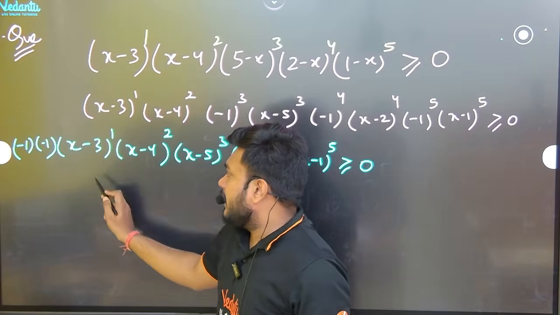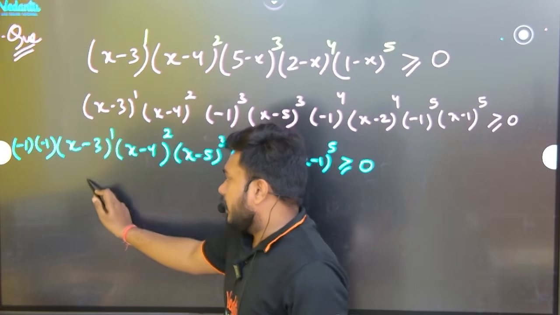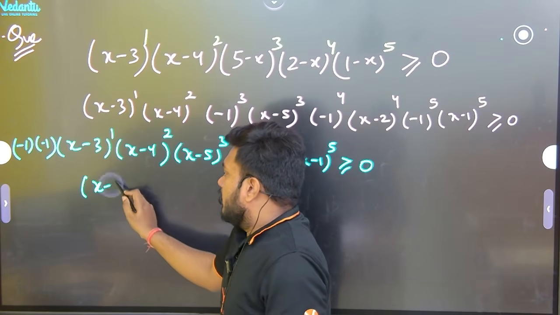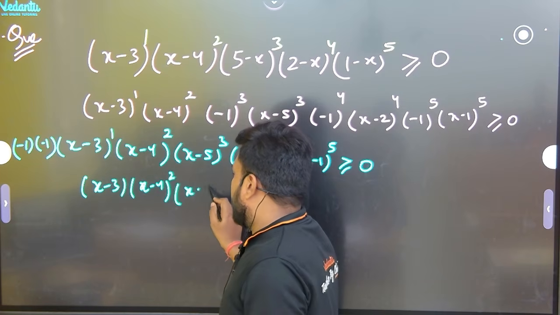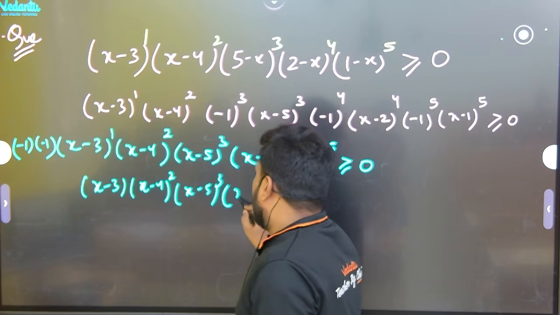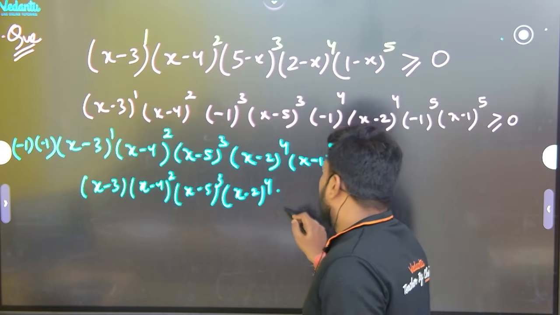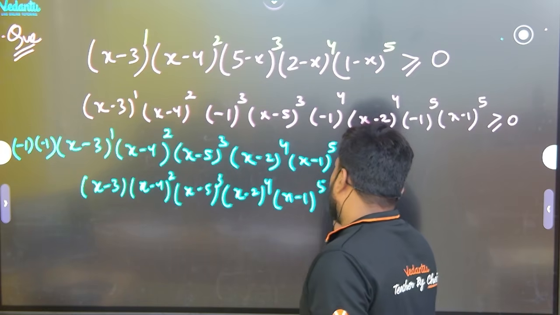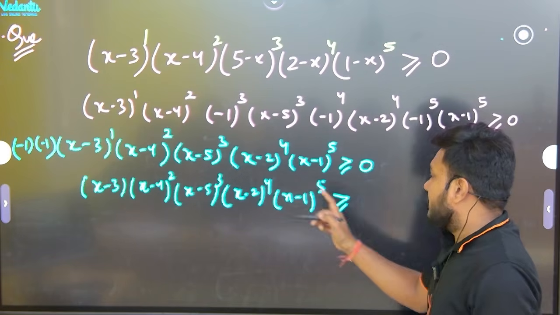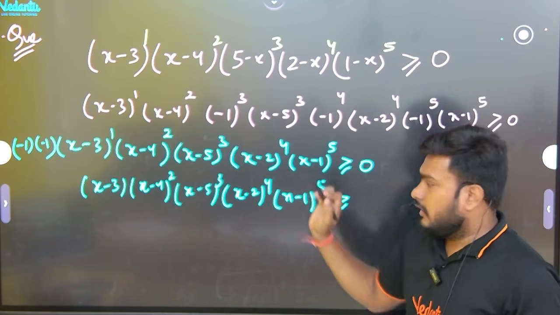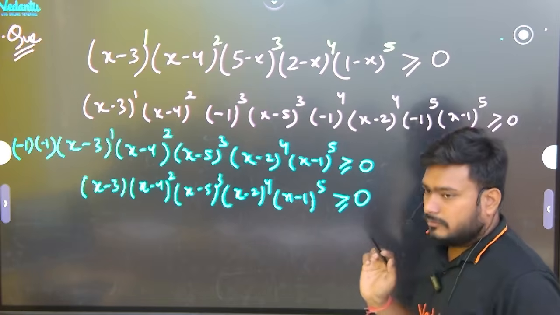This became plus 1. That means my final inequation, this question will become x minus 3, x minus 4 whole square, x minus 5 cube, x minus 2 power 4, x minus 1 power 5. Should I change the sign or something? No, nothing is changed because that side is already plus 1 greater than equals to 0.